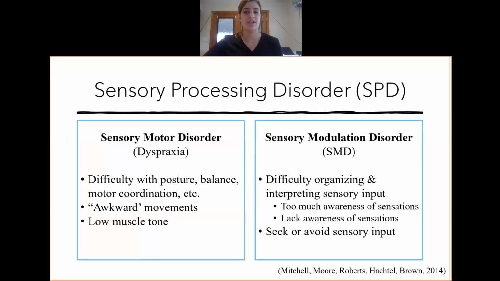Sensory motor disorder is when individuals have difficulty with coordination and balance. These individuals are often clumsy, have poor posture, and low muscle tone. Sensory modulation disorder, which is what we're going to be talking about for the rest of the presentation, is having difficulty organizing and interpreting sensory information that leads to disruptions in class or disruptions in tasks that they need to do.